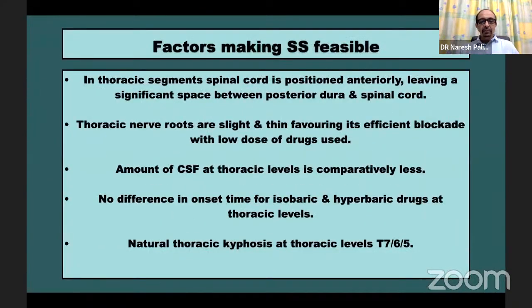Now, there are some factors which make segmental spinal feasible. In thoracic segments, the spinal cord is positioned anteriorly. There is a significant space between the posterior dura and the spinal cord. The thoracic nerve roots are very slight and thin. They are easily blocked with a low volume of drugs. The amount of CSF at thoracic levels is comparatively very less. There is no difference in the onset time for isobaric and hyperbaric drugs at thoracic levels, whereas isobaric drugs usually take some time for onset at lumbar levels. And there is natural thoracic kyphosis at thoracic levels.